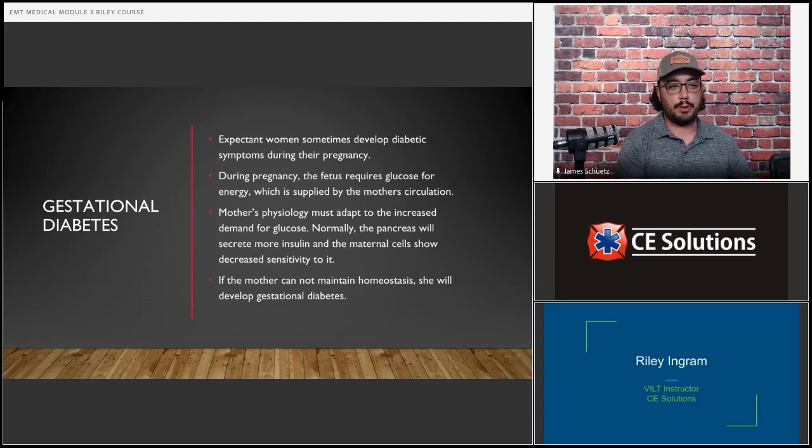Normally, the pancreas will secrete more insulin, and the maternal cells show decreased sensitivity to it. That's typically how it's going to adapt and stay in normal ranges. But if they cannot maintain homeostasis, they're going to develop gestational diabetes, meaning that blood sugar is going to be higher than usual because the insulin is not working as much. It's a little bit resistant secondary to the increased demand of glucose.